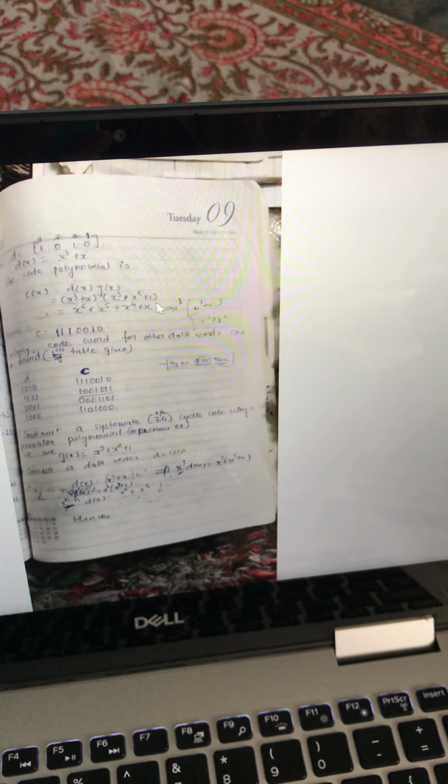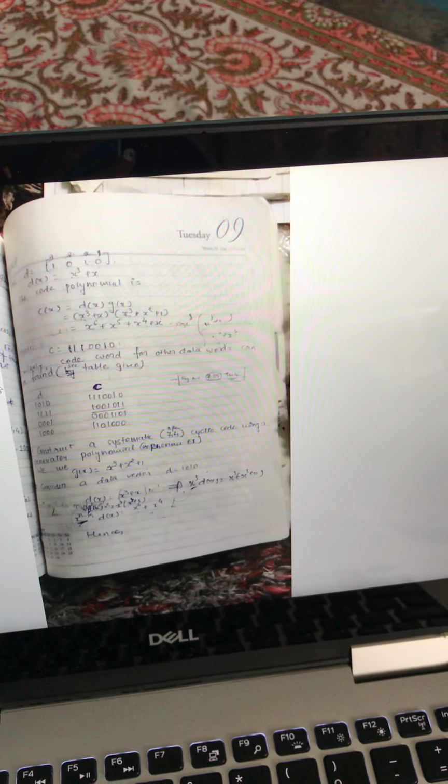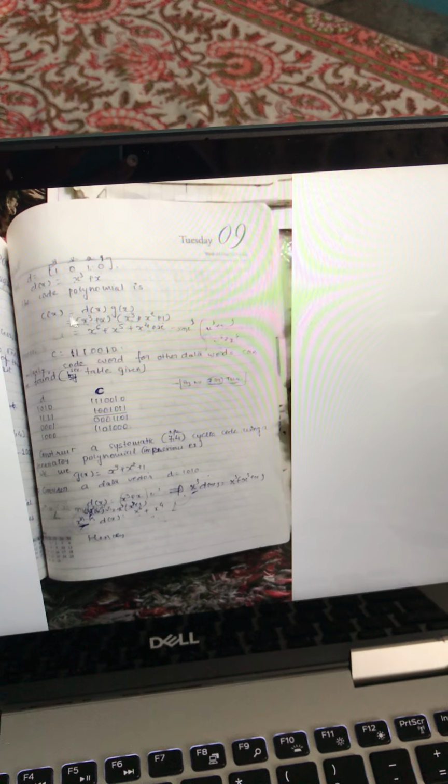We have chosen the generator polynomial x cube plus x square plus 1, with powers 3, 2, 1, 0. According to that, this is your data vector which we have chosen. The code polynomial c(x) is equal to d(x) times g(x), right? So d(x) is x cube plus x, because this is the third power, this is the first power.